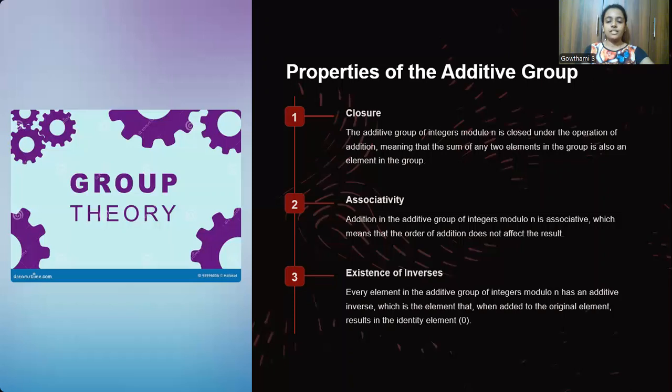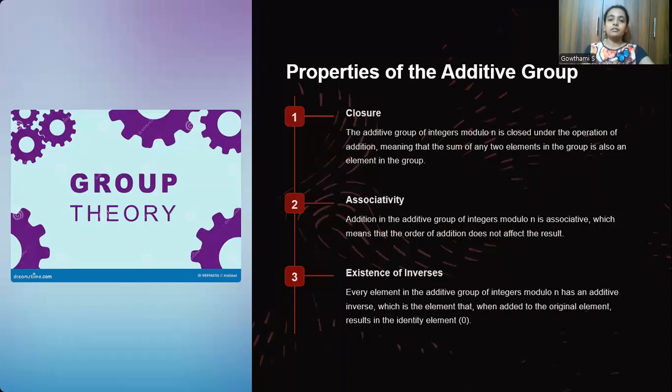Existence of inverse. Every element in an additive group of integer modulo n has an additive inverse, which is the element that when added to the original element results in the identity element. So every element which exists in that particular group will have an inverse. The inverse is found on the basis of the identity element. Identity element is nothing but when you add an identity number with an element, you will get the element itself.